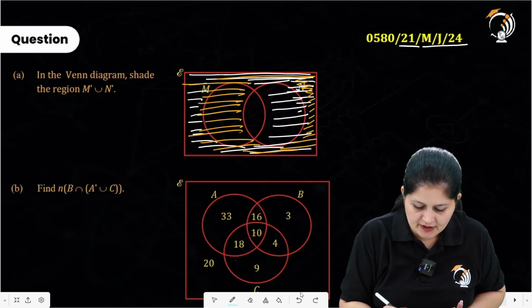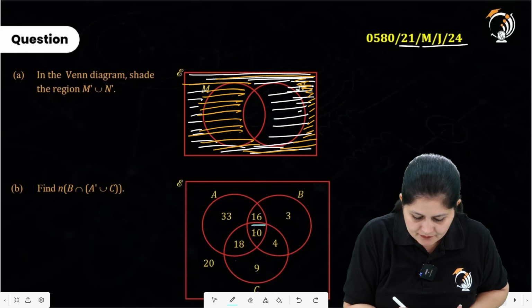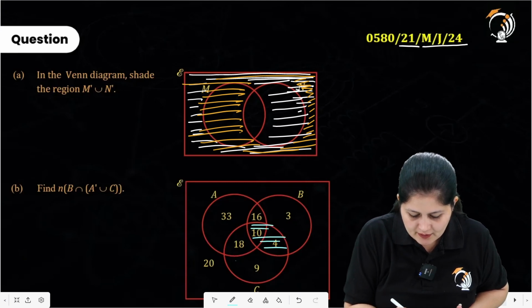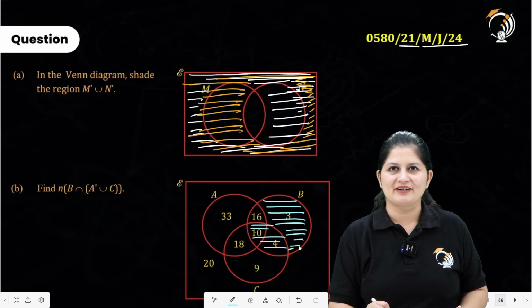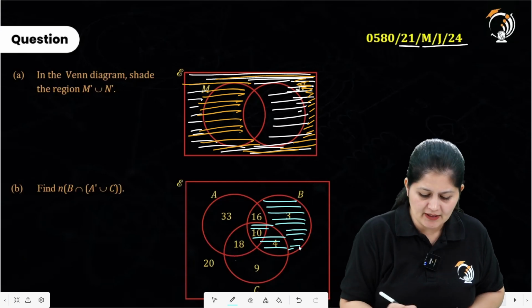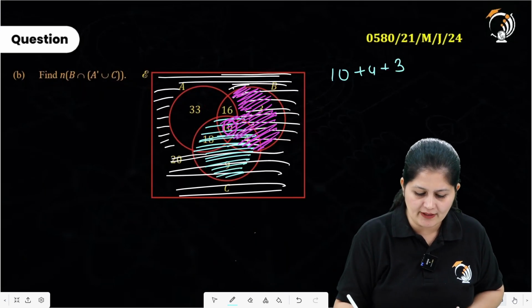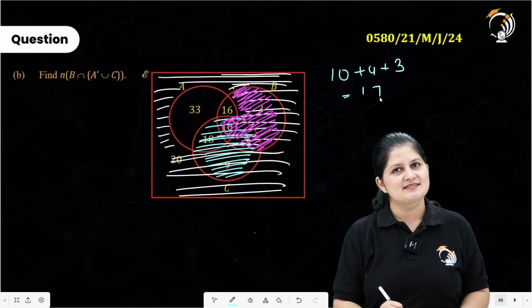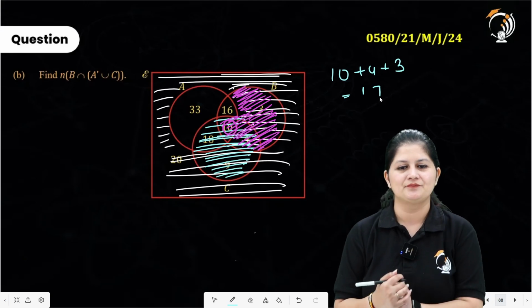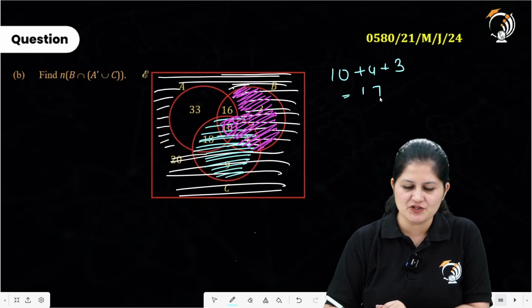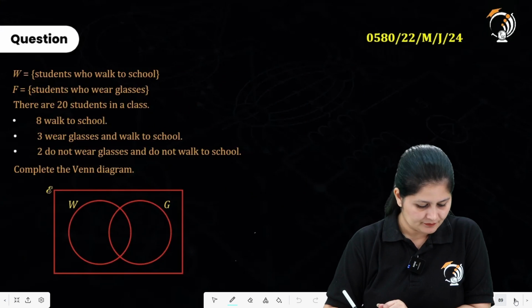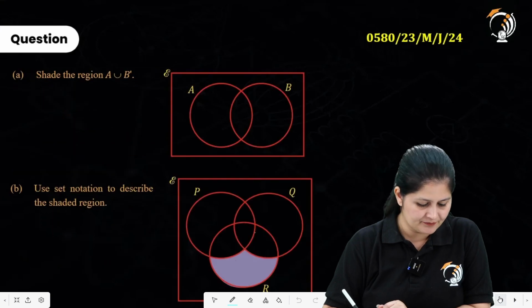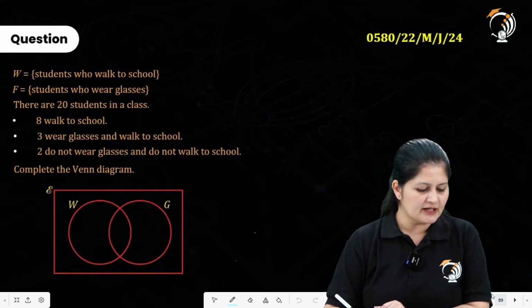So let me shade the required region here. This is going to be your required region. Here, 10, 4 and 3 are the elements which are going to give you the total count of the elements as 17. Is that clear? I hope that we have understood this question. Now, moving to the next question.